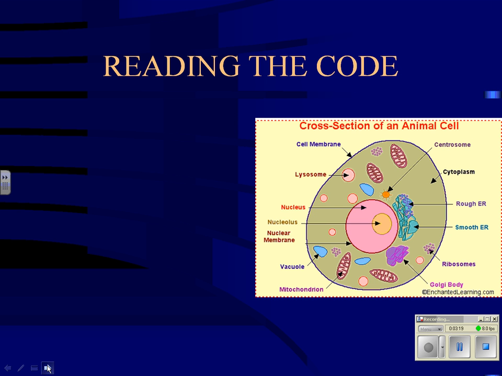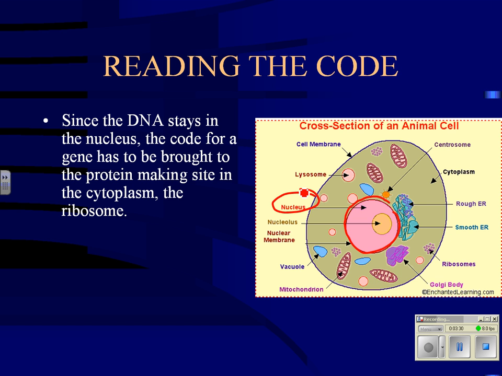So, remember now, DNA is in every cell. Specifically, DNA is in the nucleus of every cell. Because DNA stays in the nucleus, the code for a gene has to be brought to the place in the cytoplasm where proteins are made. Proteins are made in a ribosome. Back in 6th grade, when you did cell parts, you probably talked about the ribosome and how its job is to make proteins.